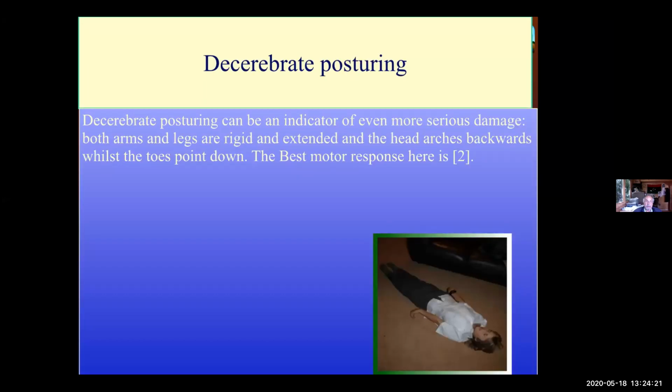The other one is decerebrate, which is the opposite of decorticate and indicates even more serious damage. Both arms and legs are rigid, and they are in extended positions. And this is a Glasgow Coma Scale of 2 or 3. And this is increased cranial pressure, and make sure you assist them.